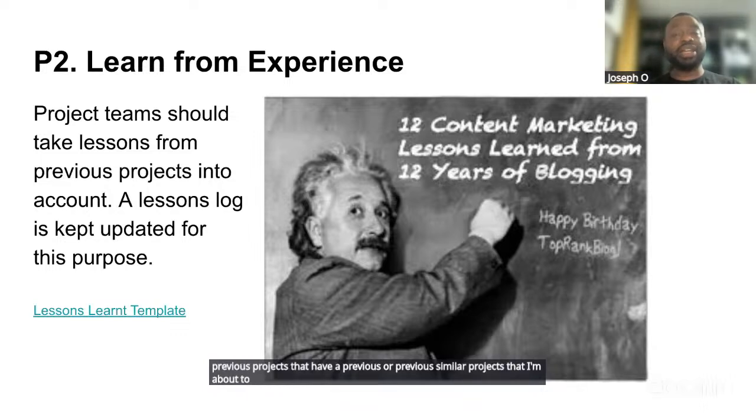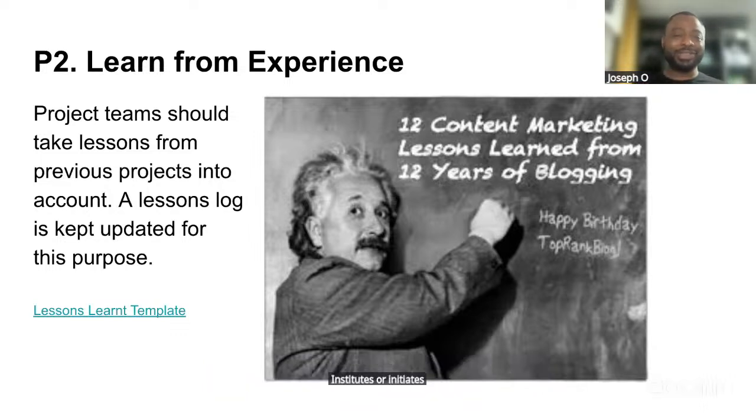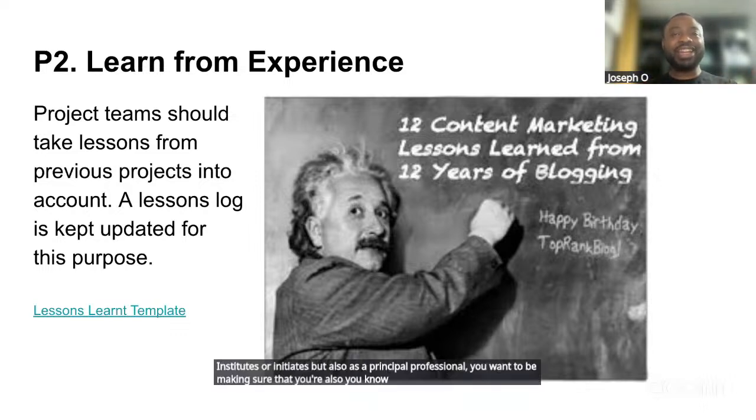But also, as a PRINCE2 professional, you want to make sure that any lessons you're learning within your project, you're capturing them, because someone else might pick that project up or pick up a similar project. And so all the lessons you've learned are already captured in a place, ready for someone else to pick up.